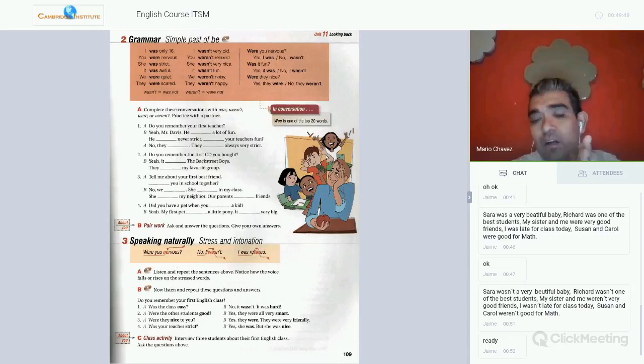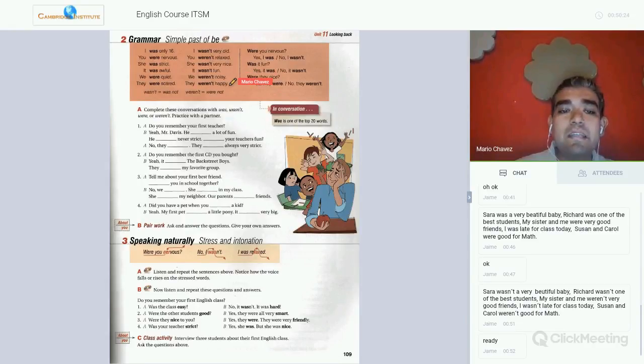Okay, so over here on the book, you can see exactly the same we were talking about. You have more examples, like for example, in the first one, it says, I was only 16 years. You were nervous. She was strict. It was awful. We were quiet. They were scared. I wasn't very old. You weren't relaxed. She wasn't very nice. It wasn't fun. We weren't noisy, and they weren't happy. And then we have, were you nervous? Up to here, we have covered it. Hasta aquí es lo que estábamos viendo, right? Was and were, affirmative and negative.